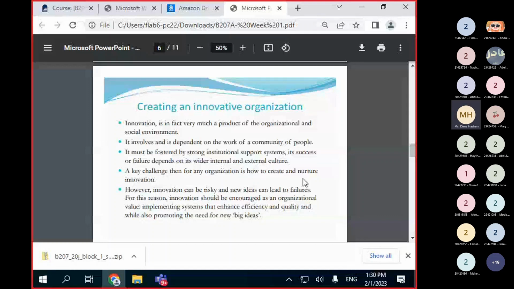Okay, so we call it like it's a contagion. You could be infected with innovation because the rest of the organizations around you are also innovative. So it's about the environment that you live in. It has so much to do with the social environment.